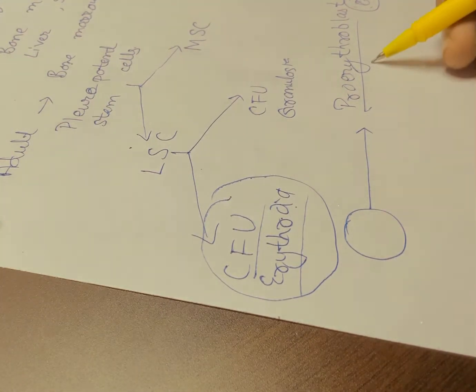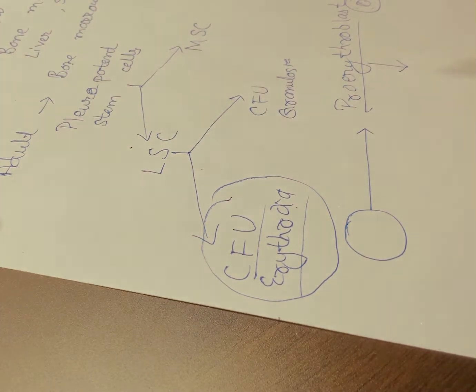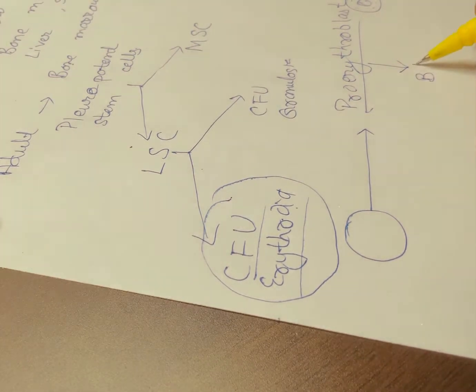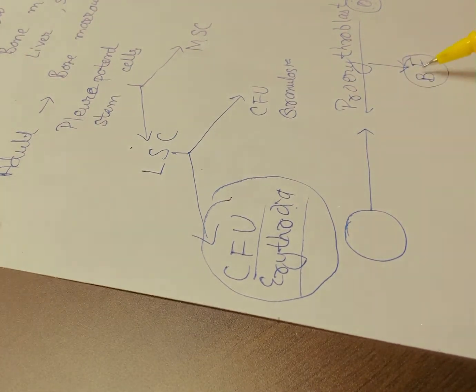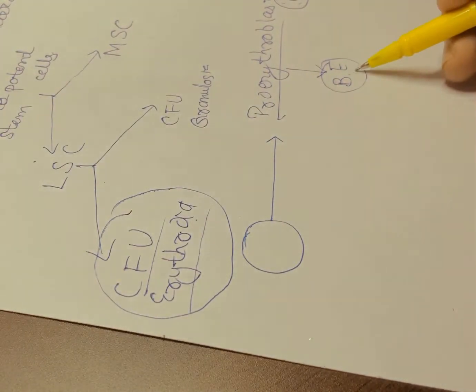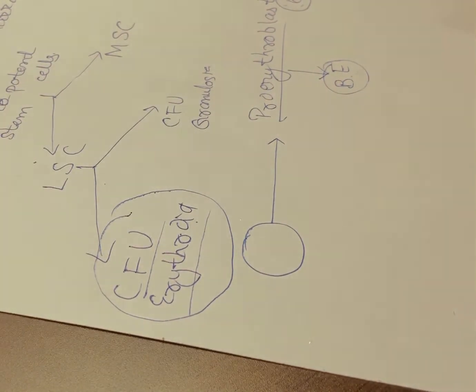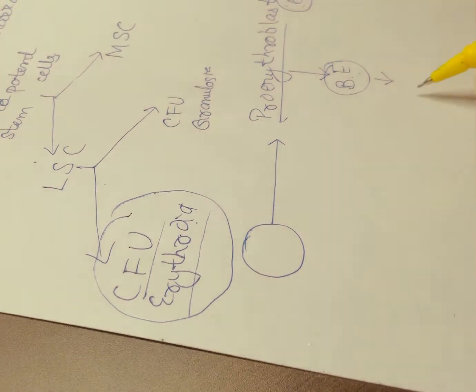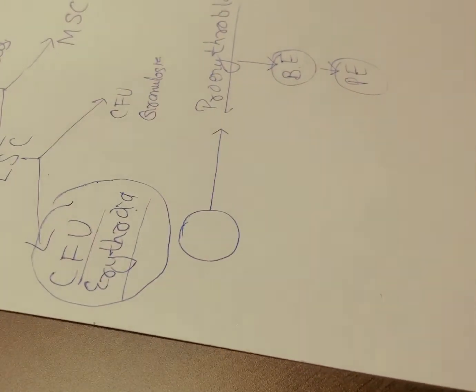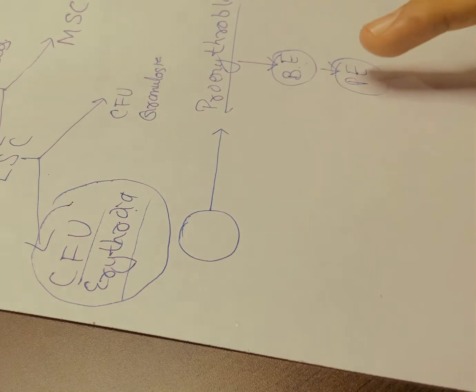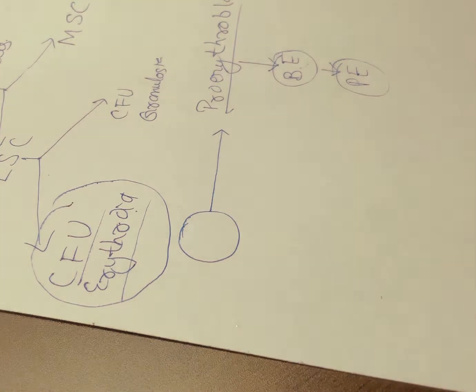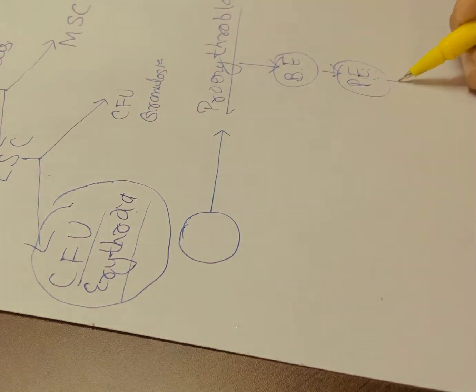Then the proerythroblast gets changed into basophilic erythroblast. Why are we calling this basophilic erythroblast? Because it shows us the basic stains due to the ribosomes, which give a blue color. Then we have polychromatic erythroblast. During this stage, hemoglobin also starts getting formed. Then we have orthochromatic normocyte.